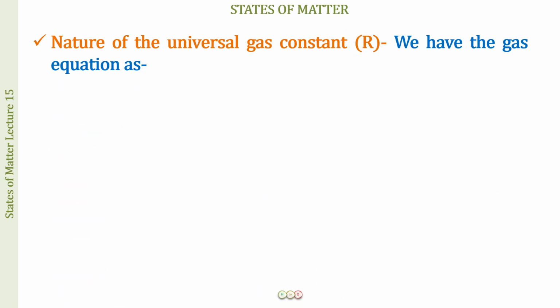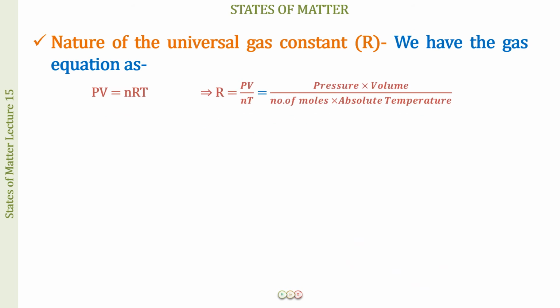Now let us learn the nature of the universal gas constant R, because this is going to be very important for your understanding. What we know is that PV equal to nRT. So we can write this as R equal to PV by nT. Now P is pressure, V is volume, n is the number of moles of the gas, and T is the absolute temperature.